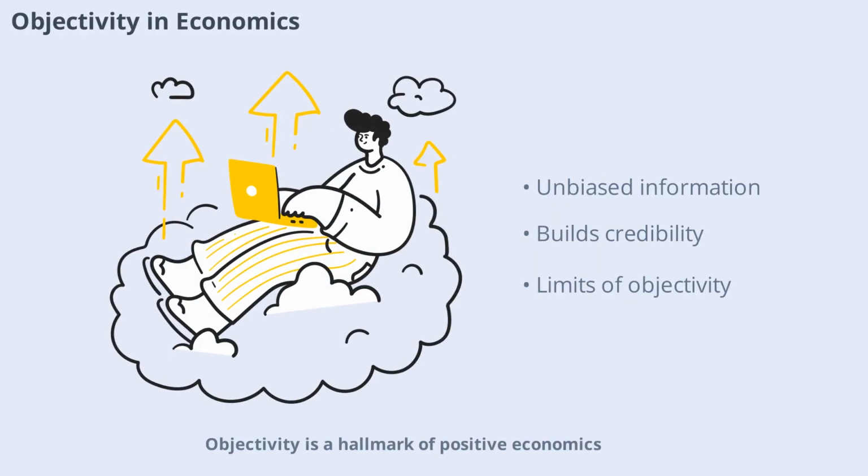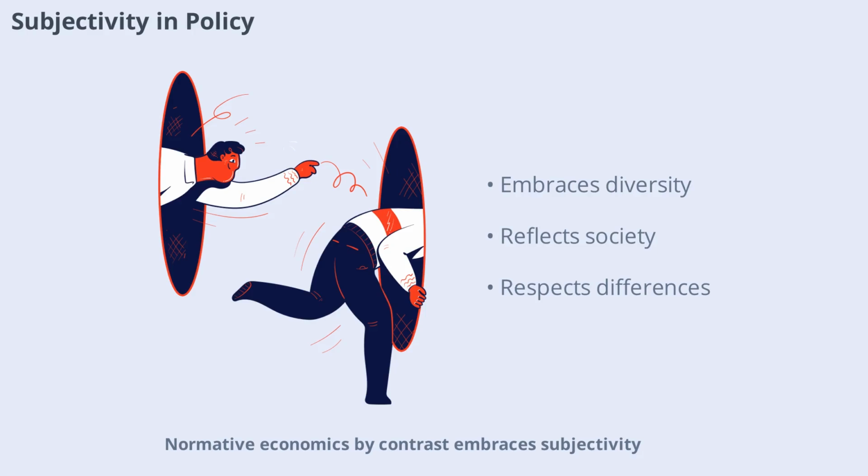Objectivity is a hallmark of positive economics. By focusing on facts and evidence, economists aim to provide unbiased information. This objectivity is crucial for building trust and credibility in economic analysis. However, it's important to recognize that even objective analysis can be influenced by the questions we ask and the data we choose to examine. Normative economics, by contrast, embraces subjectivity.